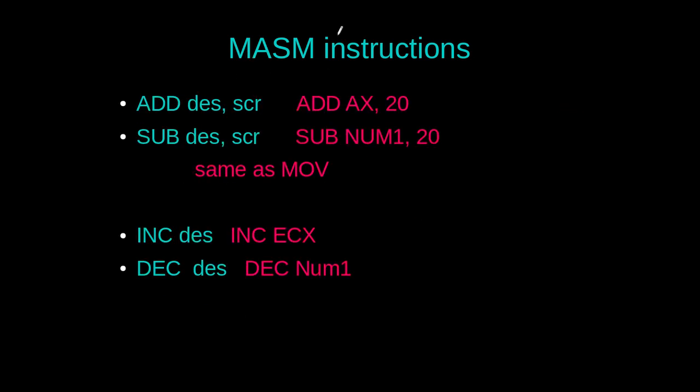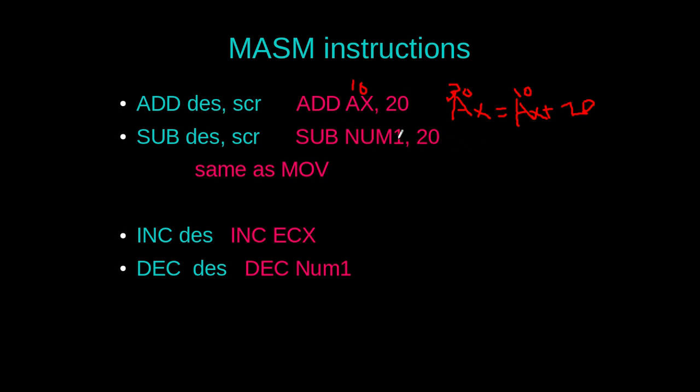Let's see, MASM instructions. We have now the add and the sub instructions. What does the add do? I have add AX, 20. This is the destination and this is the source. I'm saying AX equals whatever is in AX plus 20. So add whatever is in AX to 20 and save it in AX. If I had 10 here, it's going to do 10 plus 20 and save it in AX: 30.